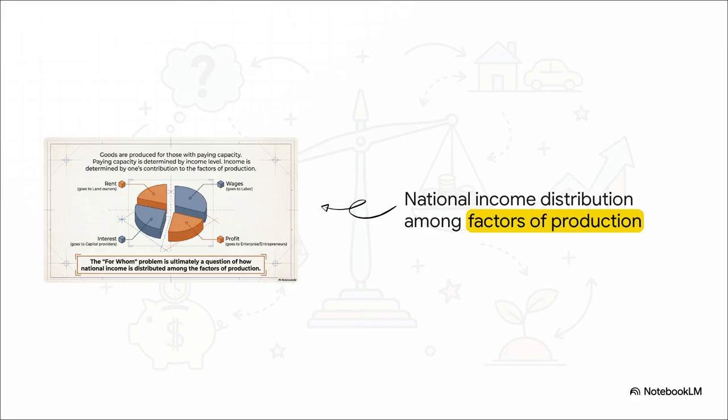Goods are produced for those with paying capacity, and your paying capacity relies on your income, which relies entirely on your contribution to those 4 factors of production we talked about. Landowners get rent, laborers get wages, capital providers get interest, entrepreneurs get profit. The whole for whom problem is ultimately just a giant debate over how to slice up this national income pie.